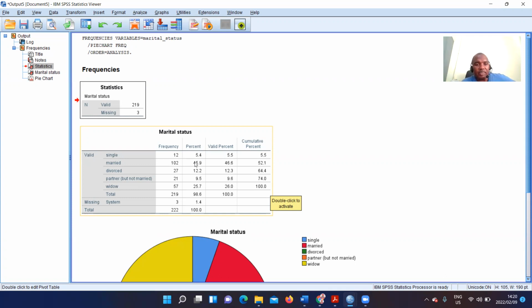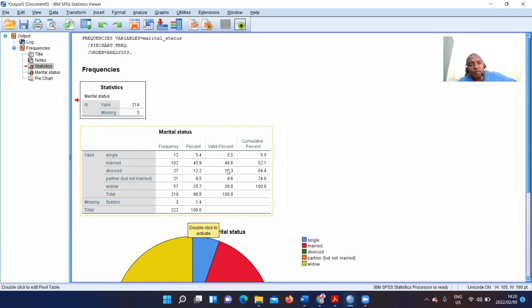In terms of percentages, looking at just the percentage, including the 3 who are missing, the 12 single constitute 5.4, because 12 over 222 gives you 5.4. And then 102 divided by 222 gives you 45.9, and so on, up to the widowed, 57 over 222, which gives you 25.7. When you add these percentages from the single to the widowed, it gives you 98.6 plus 1.4 for the 3 missing, which gives you 100%.